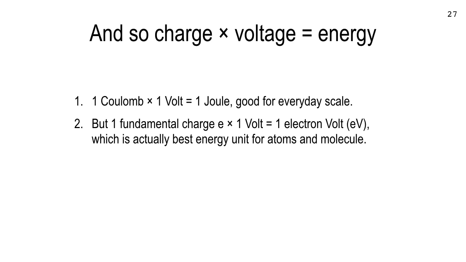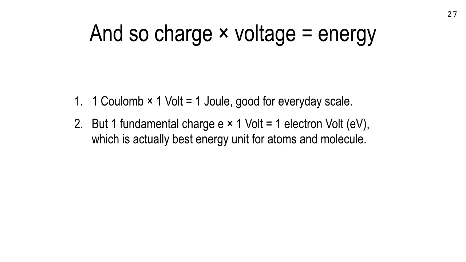But a fundamental charge e times 1 volt is considered an electron volt. And that is a unit of energy. It is actually the best energy unit for atoms and molecules, because the charges in atoms and molecules that you're worrying about are protons and electrons. Protons are e and electrons are minus e. So a volt times an e, or a volt times a minus e, is a plus or minus electron volt.